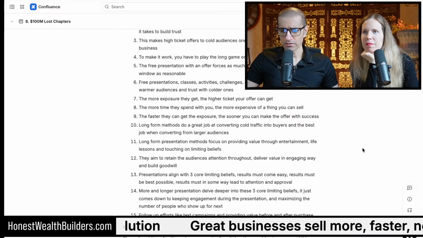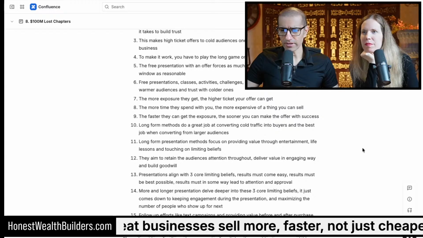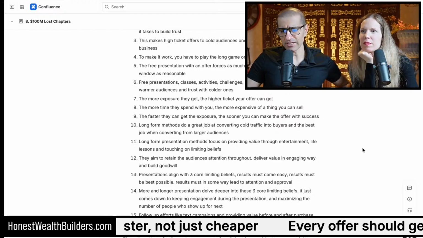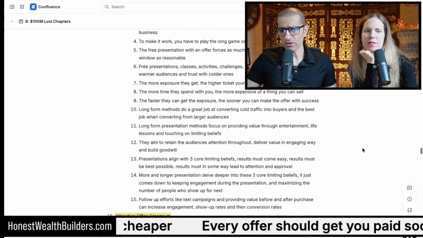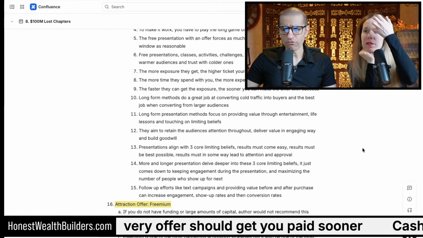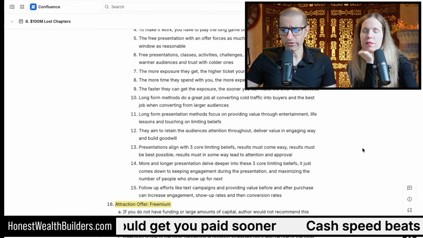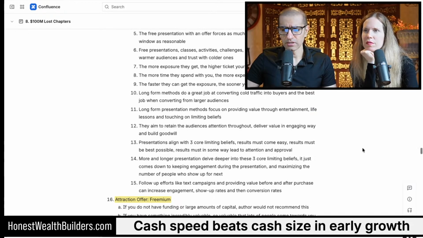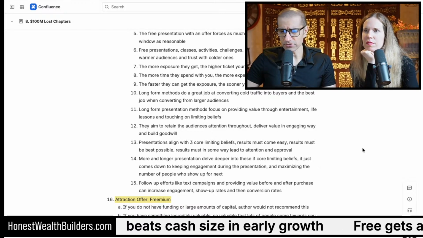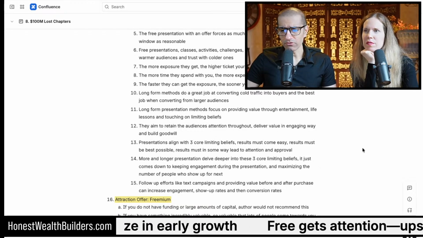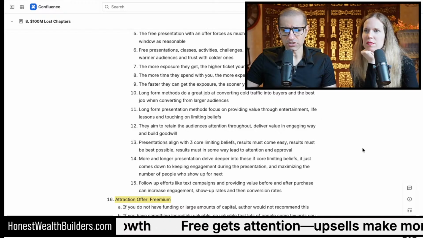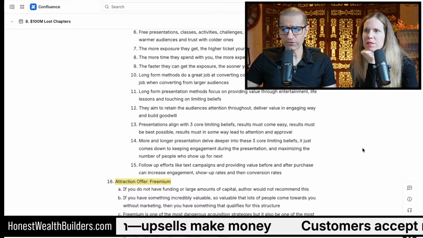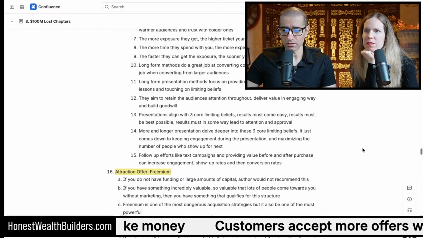The more expensive they get, the higher ticket your offer can get. The more time they spend with you, the more expensive a thing you can sell. The faster they can get the exposure, the sooner you can make the offer with success. Long form methods do a great job at converting cold traffic into buyers, and the best job converting from larger audiences. Long form presentation methods focus on providing value through entertainment, life lessons, and touching on limiting beliefs. They aim to retain the audience's attention throughout, deliver value in an engaging way, and build goodwill.